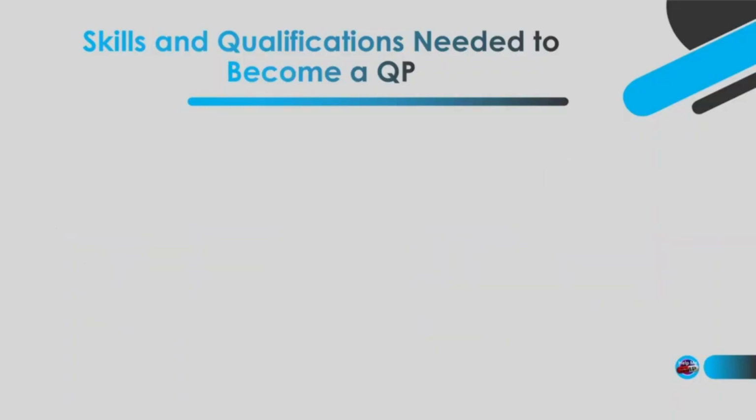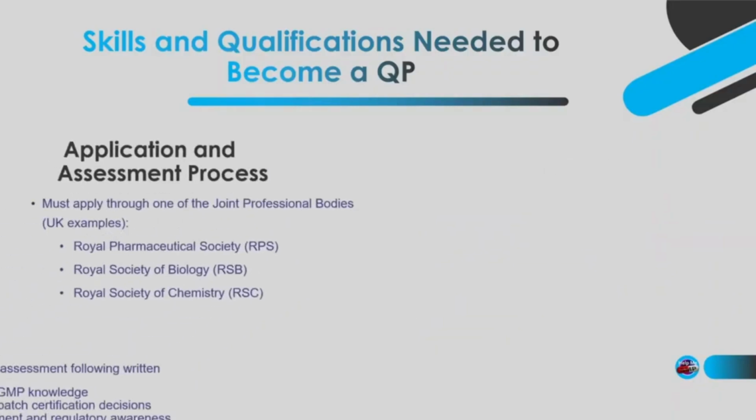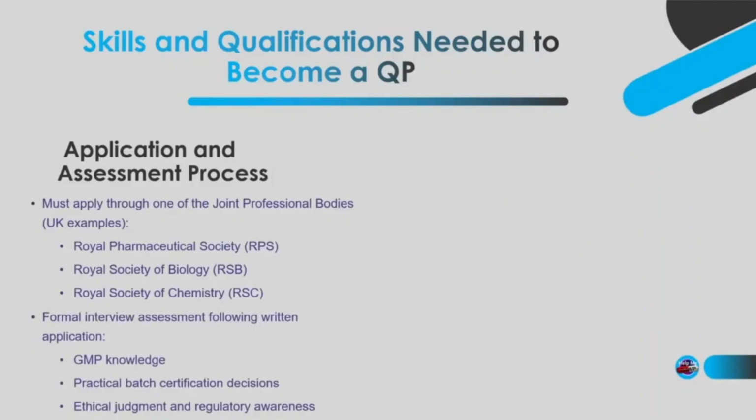So what about the application and the assessment process? In the UK, you have to be assessed by the joint professional bodies made up of the Royal Pharmaceutical Society, the Royal Society of Biology and the Royal Society of Chemistry. Once your sponsor has approved your extensive application form and it's accepted, the assessment is in the form of an interview or viva, where you'll be grilled nicely on your knowledge and decision-making skills.